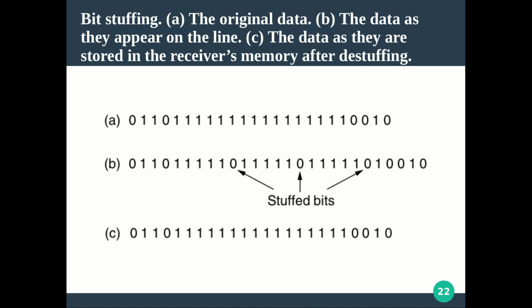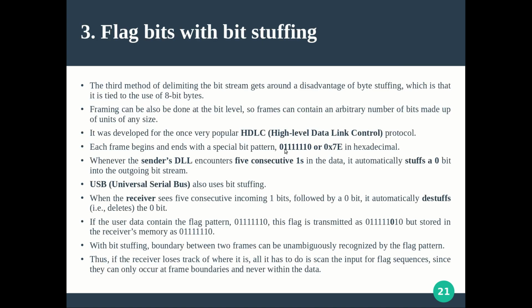But it may not be the actual end of the frame. It may be something that occurred as part of the original message. So how can we resolve this issue? In the original message, whenever there is a chance of getting such a pattern, like 0 followed by 6 ones followed by 0, we will not allow this kind of pattern. So we have a common rule.